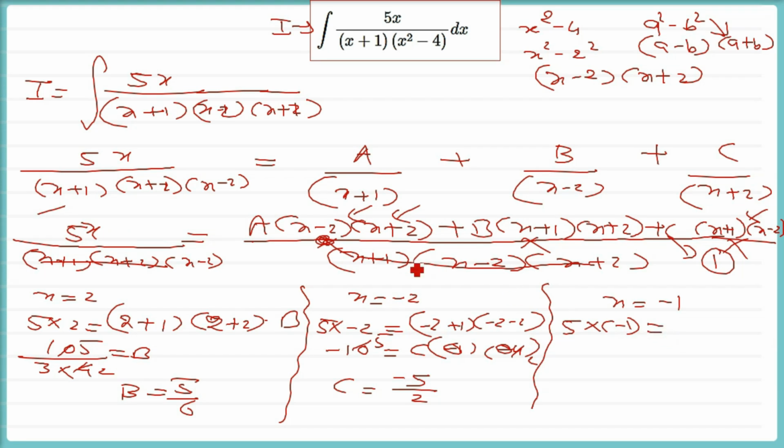So put x equals to negative 1 on the left hand side, 5 into negative 1, A into negative 1 minus 2 and negative 1 plus 2. So A became what? 5 by 3. So B is 5 by 6, C is negative 5 by 2, A is 5 by 3.